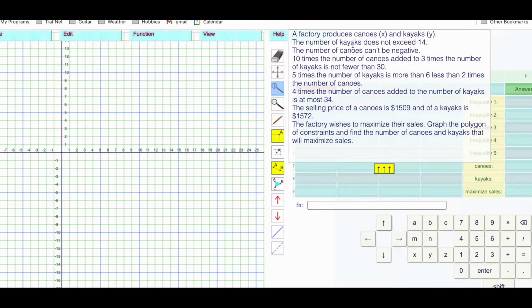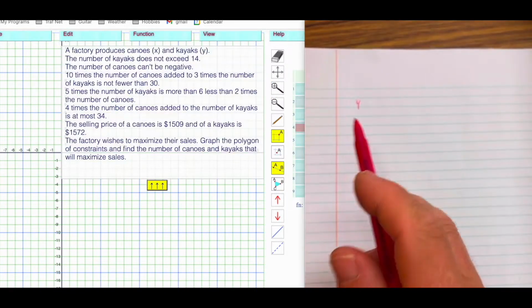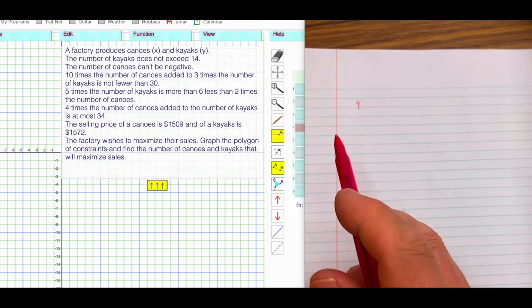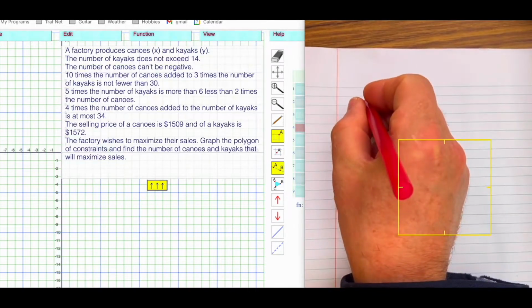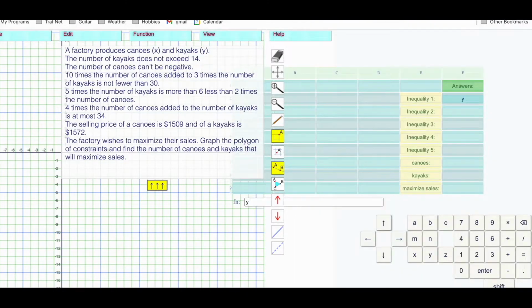The number of kayaks does not exceed 14. The number of kayaks, that's Y, does not exceed. Could it be equal to? Yeah, that does not exceed. Could it be less than? Yes. So it's less than or equal to 14. That's our first constraint. Y is less than or equal to 14.